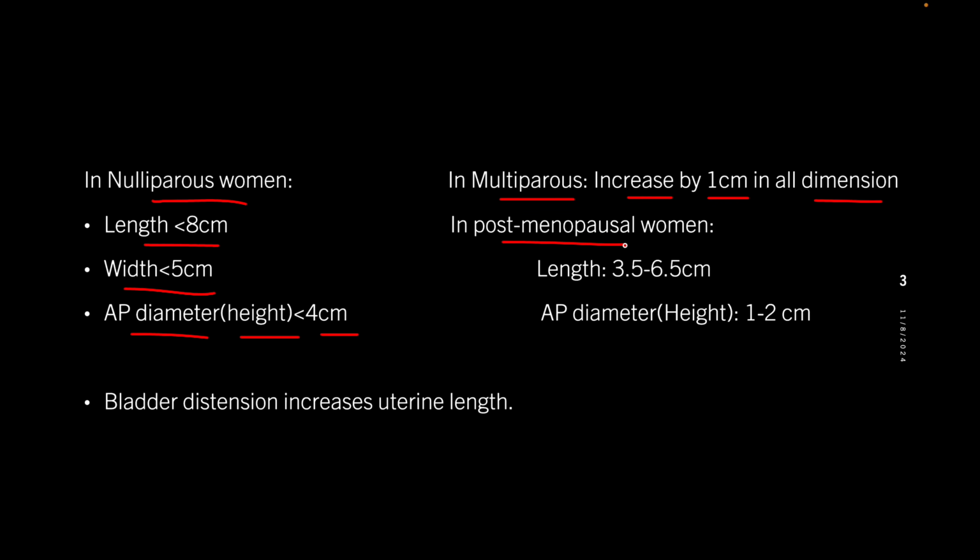After menopause, the uterus atrophies and the length of the uterus can range from 3.5 to 6.5 cm and its AP diameter or height is usually between 1 to 2 cm. Remember friends, we take measurements in 3 dimensions: length, height and width, because bladder filling can artificially increase the uterine length.